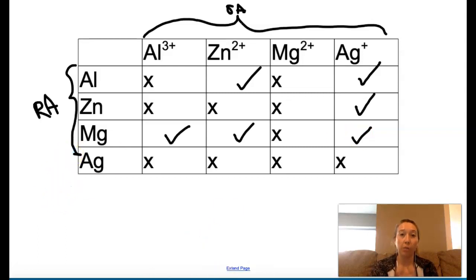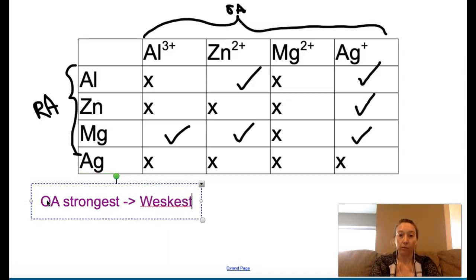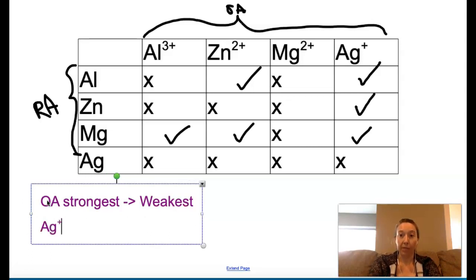So if I was ranking OAs from strongest to weakest, my order would be the silver ion first because it had the most check marks, then the zinc ion because it had the next most check marks, then the aluminum, and the last one would be the magnesium, right?